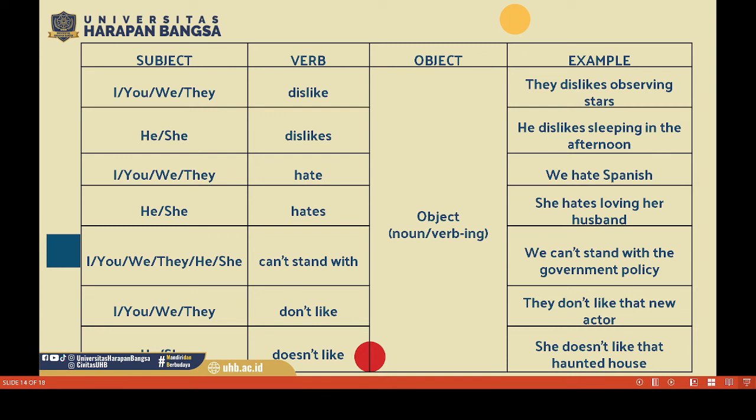Okay, now we have hate and hates. For subject I, you, we, and they, please use hate, while for subject he or she, please use hates. And then after that, it should be followed by object, noun or verb ing. So now let's focus on the example. We hate Spanish. She hates loving her husband.